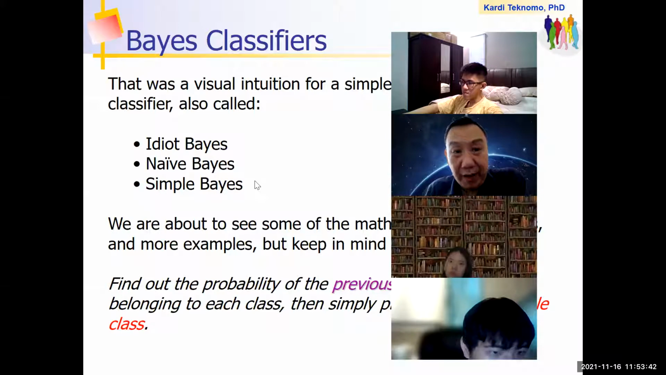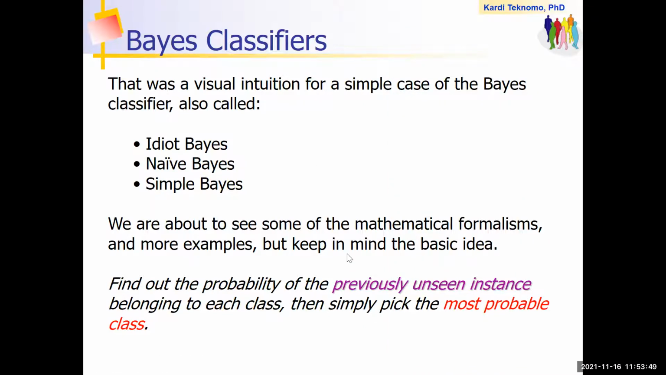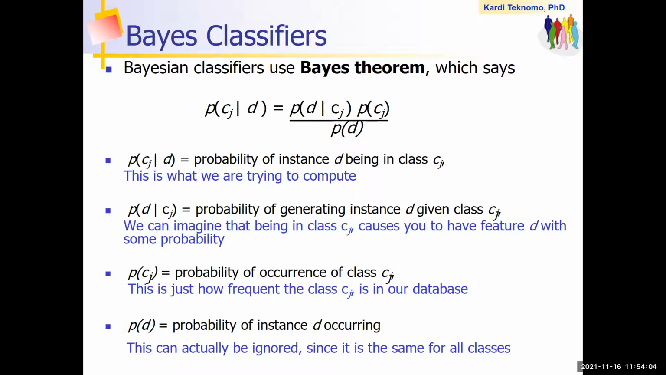Now in naive Bayes, we have the assumption of independence. Here we want to find the probability of a previously unseen instance belonging to each class, simply by picking the most probable class. This is the Bayes theorem, or Bayes rule. Given the class, what is the data, and what is the prior probability of the class and the prior probability of the data? What we want to know is, given the data, what is the class? So this is exactly Bayes theorem.